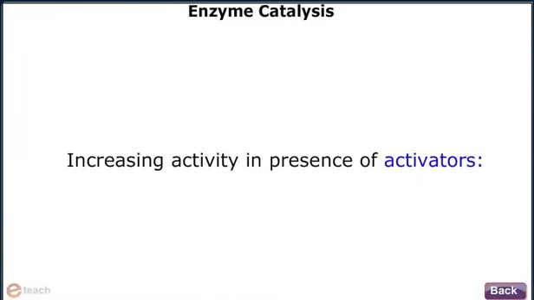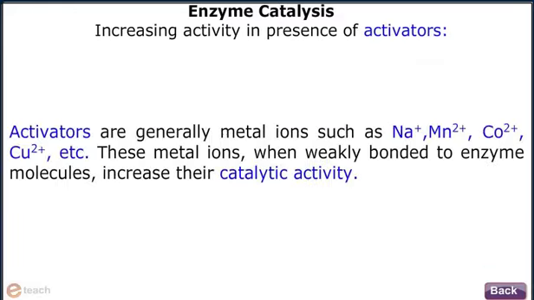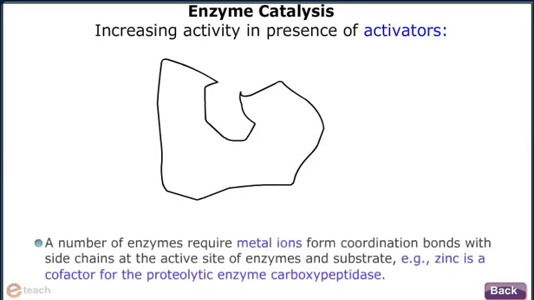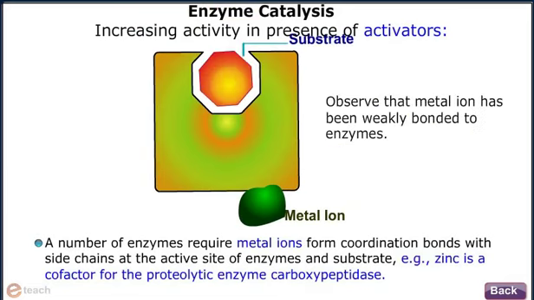Activators. Increasing activity in presence of activators. Activators are generally metal ions such as Na+, Mn2+, Co2+, Cu2+, etc. These metal ions, when weakly bonded to enzyme molecules, increase their catalytic activity. A number of enzymes require metal ions to form coordination bonds with side chains at the active site of enzymes and substrate. For example, zinc is a cofactor for the proteolytic enzyme carboxypeptidase. Now observe that the metal ion has been weakly bonded to enzymes.